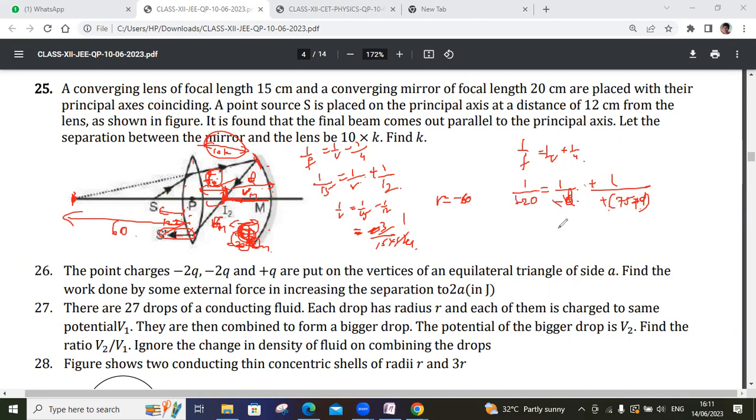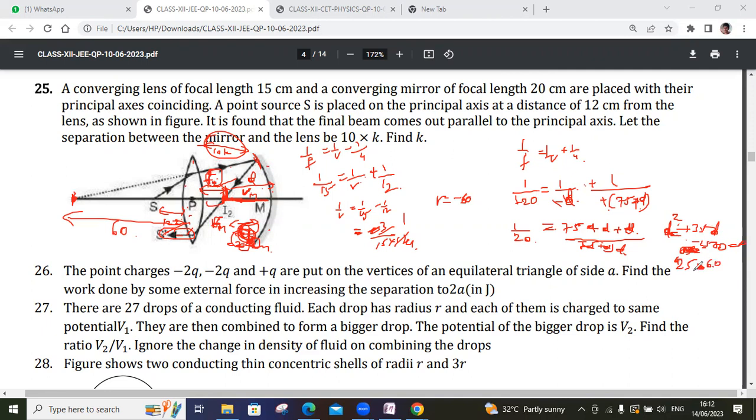Minus minus minus cancel. We'll get 75 plus D plus D by 75 plus D into D equals 1 by 20. Now if you solve, you will get an equation like this, which will be D square plus 35D minus 1500 is equal to 0. The roots will be 25 and 60.